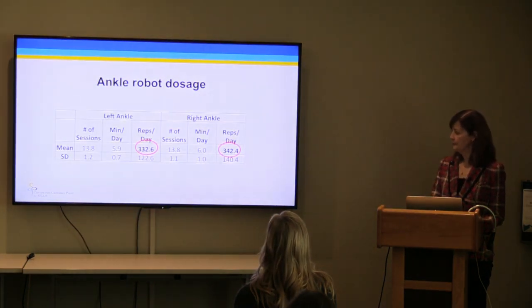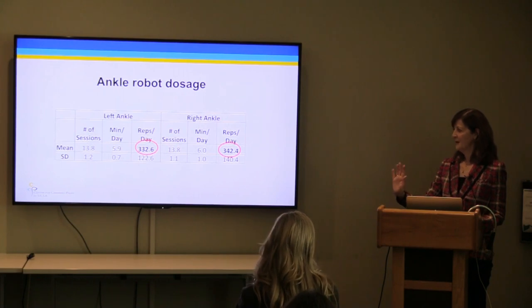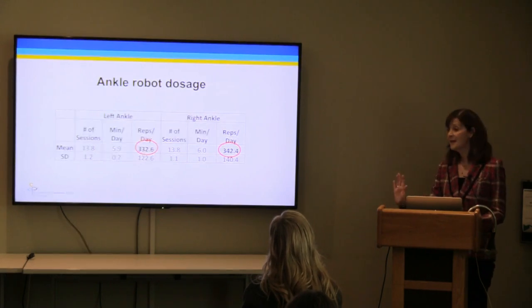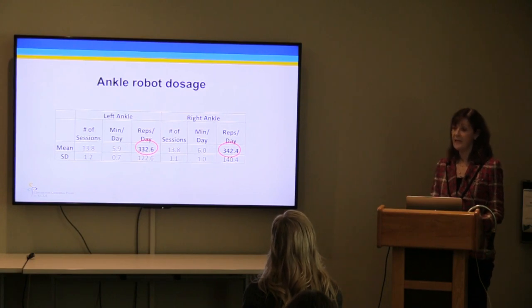And if we looked at reps per session, over 300 was the average we had for these kids for the left and the right ankle, which, if I asked a child to exercise their right or left ankle, I might get 20, and they'd probably be looking around. So they were really focusing and they didn't know they were exercising. So that's the best way to get kids to exercise, is when they think it's play.